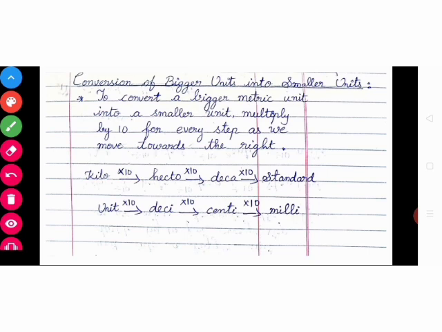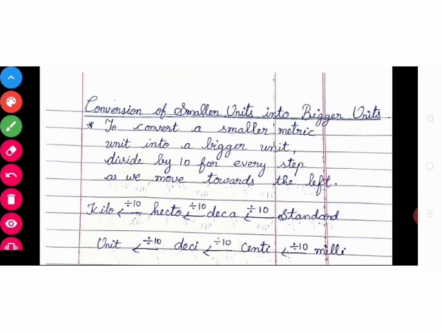So the conversion of bigger unit into smaller unit. What do you want to do? To convert a bigger metric unit into a smaller unit, multiply by 10 for every step as we move towards the right this way. Okay children. And then conversion of smaller unit into bigger unit. To convert a smaller metric unit into a bigger unit, divide by 10 for every step as we move towards the left. This way you want to move. Divide by 10. Okay children.